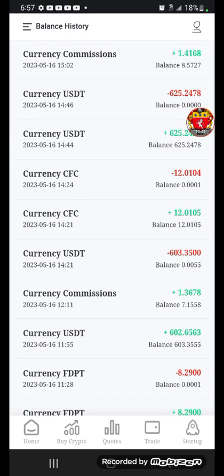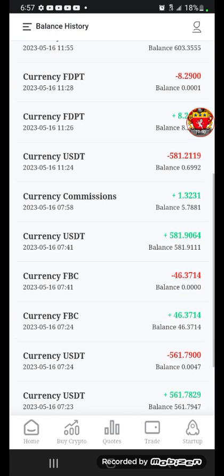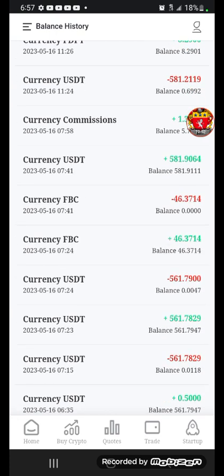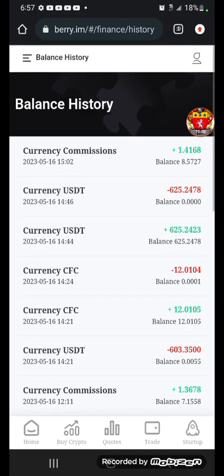Is this where I want to be? Yeah, 625 down to 603, down to 581, down to 561. I started my day with 561, and I moved up to 625. That's what I'm at today. That's what I made today.